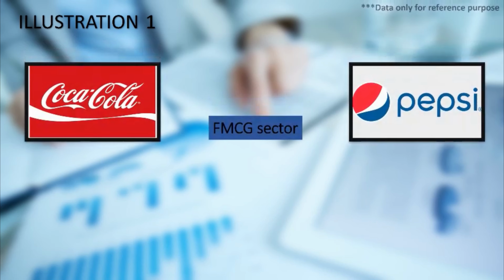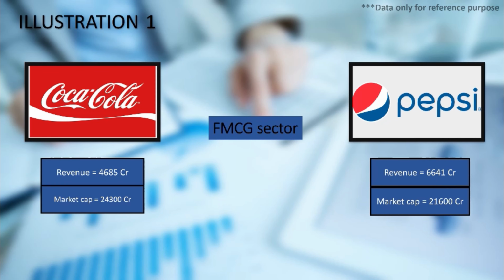The two ruling brands for soft drinks in the FMCG sector are Coca-Cola and Pepsi. Let's look at the data given for a particular financial year. By observation, Pepsi has a larger revenue in comparison to Coca-Cola, so we can conclude that Pepsi is a better company and thus a better investment.